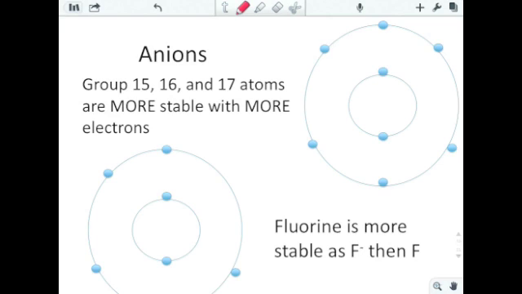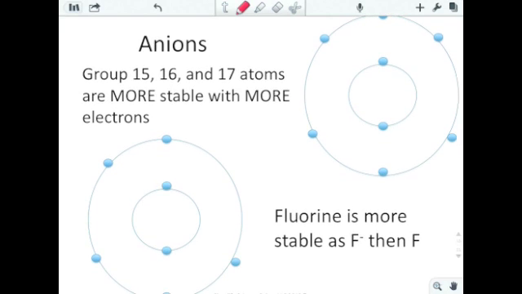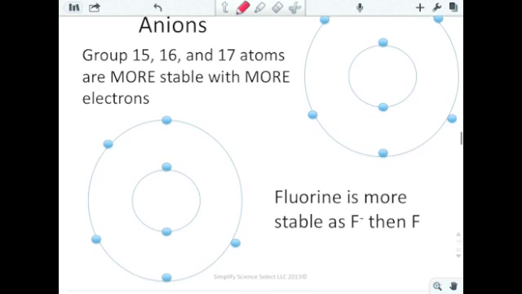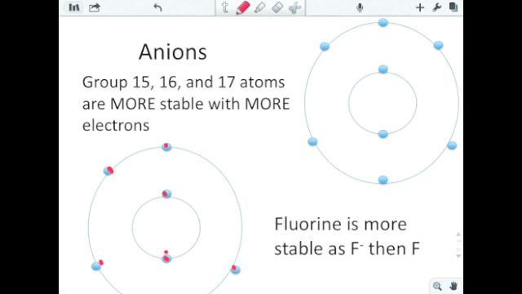Okay, if we look at anions, anything in group 15, 16, or 17 is more stable with more electrons. So if we look at this, our two options. This is fluorine, so it has 1, 2, 3, 4, 5, 6, 7. It has 7, so it needs 1 more. Once it gets to 8, it becomes more stable because it's full.